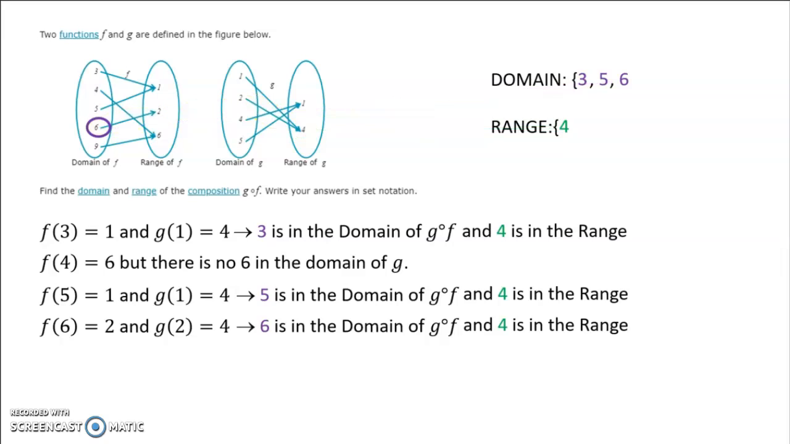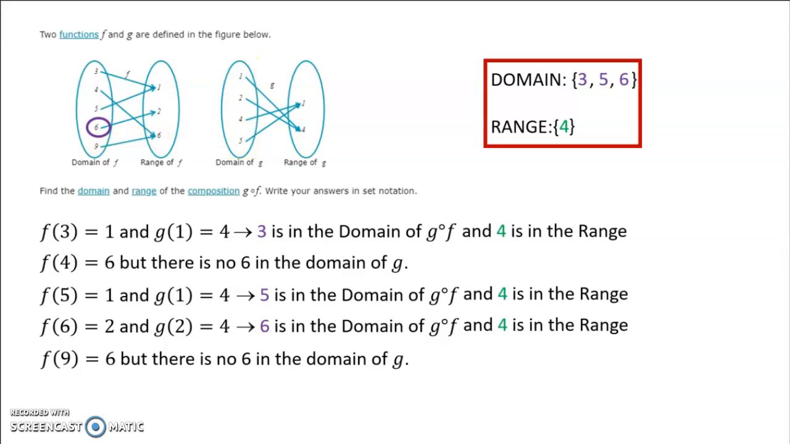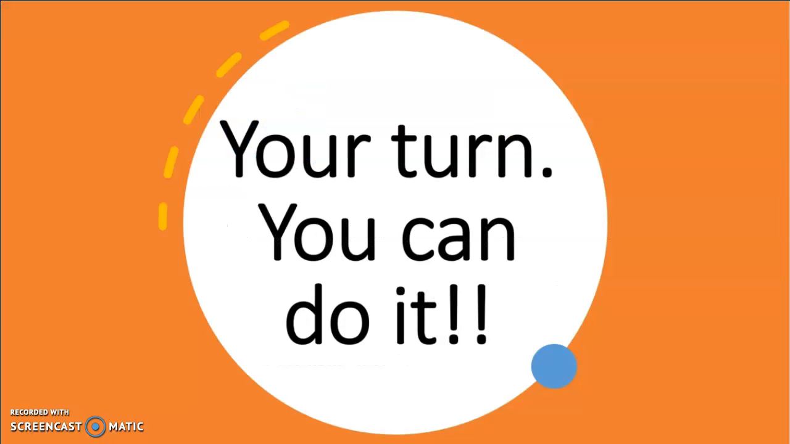Moving on to our last value, f of 9 is 6, but there is no 6 in the domain of g, so we're done. All right, it's your turn. You can do it.